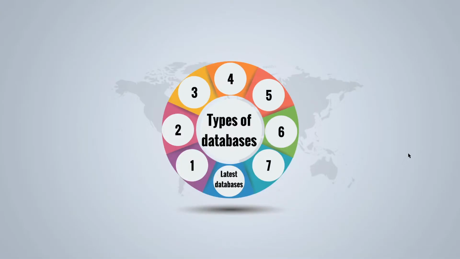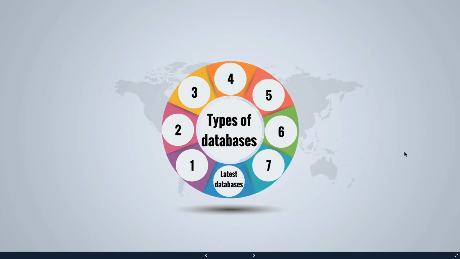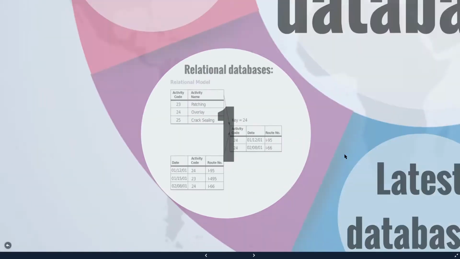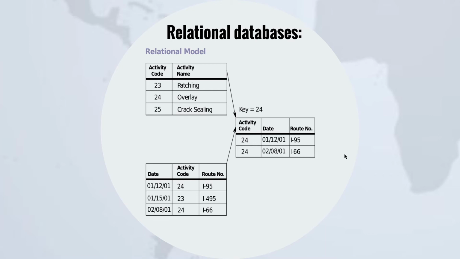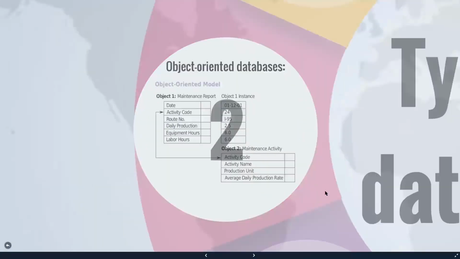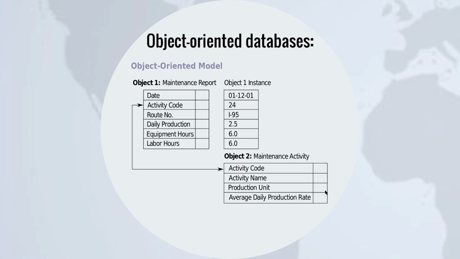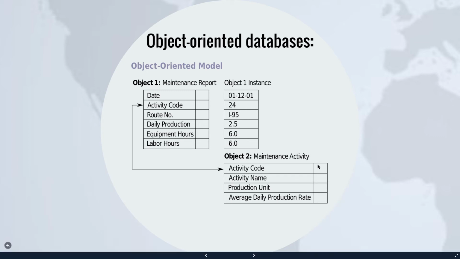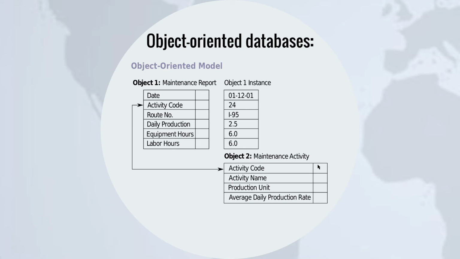Depending on the user's requirement, there are the following types of databases available in the market. The first one is relational databases. Items in a relational database are organized as a set of tables with columns and rows, and they relate to each other. The second one is object-oriented databases. Information in an object-oriented database is represented in the form of objects, as in object-oriented programming.